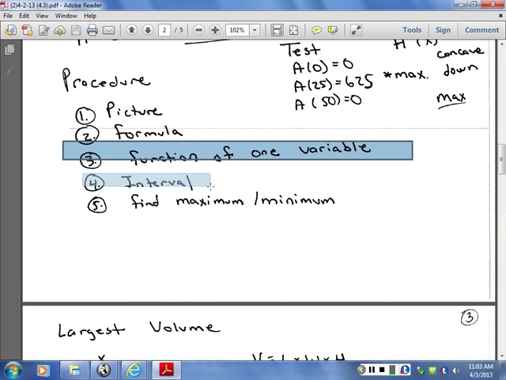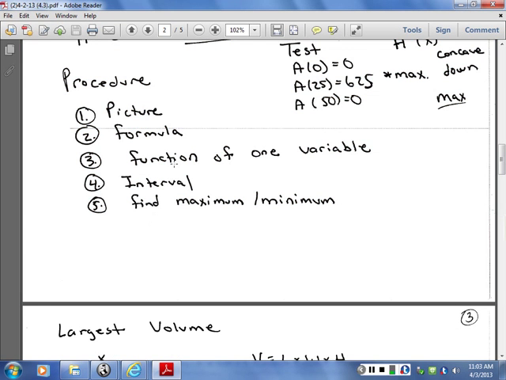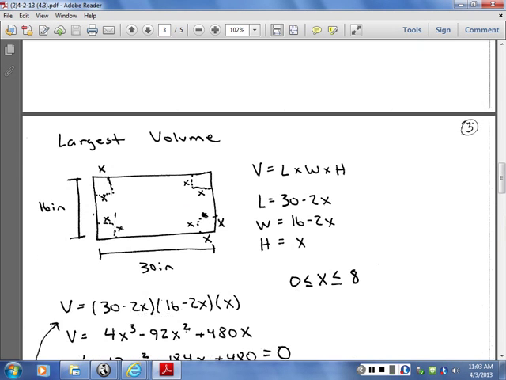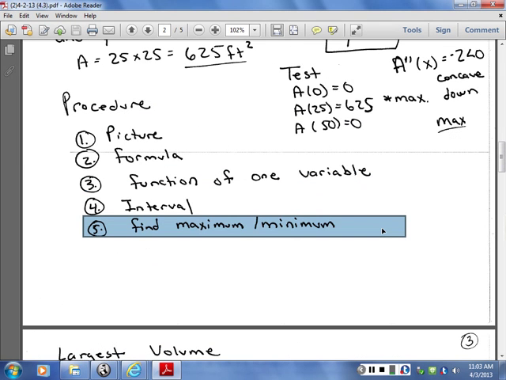And then step 4 is to think about the interval. So when does it make sense for the function to exist on your one variable? So you want to state that out. And then find maximum and minimum. And by finding the derivative, setting that equal to 0, and either testing your critical points or doing your second derivative test. Like looking for the maximum or minimum, we can use either the first derivative test or the second derivative.